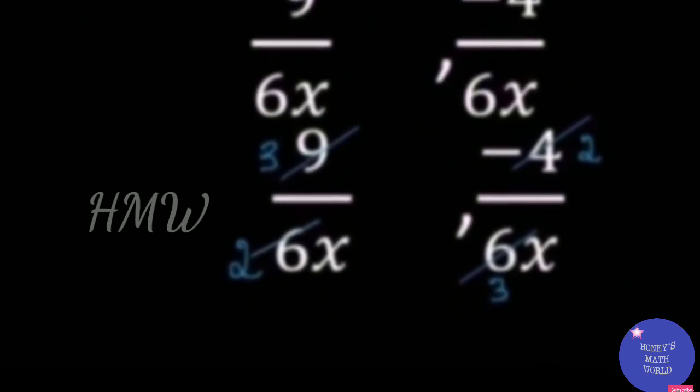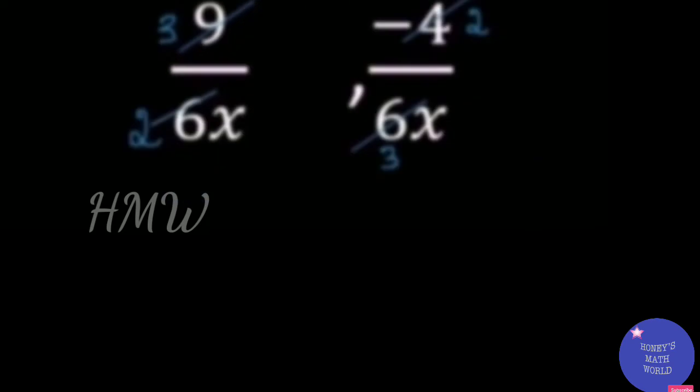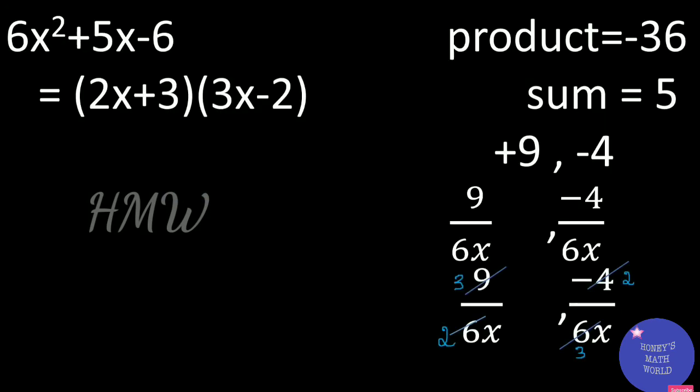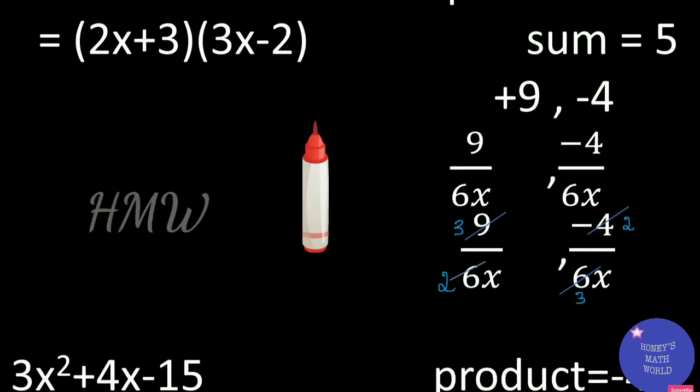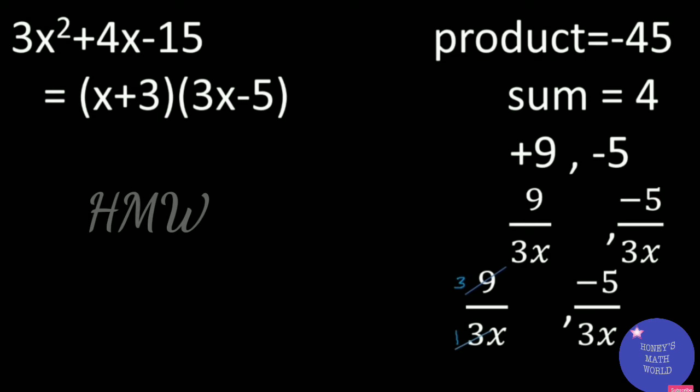Now you can cancel it. 3 2s are 6, 3 3s are 9, and here 2 3s are 6 and 2 2s are 4. So what do you get now? 2x plus 3 and 3x minus 2. Let us see another example.